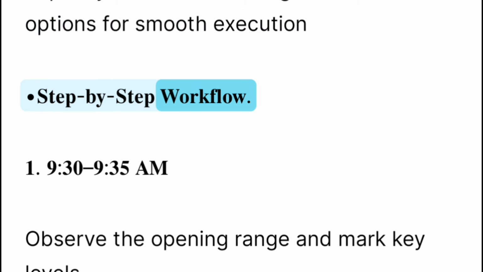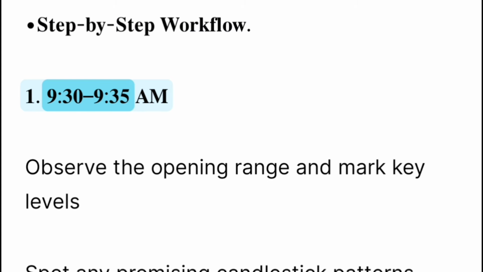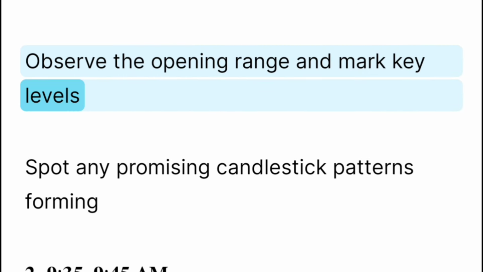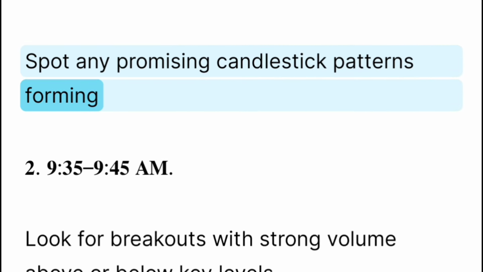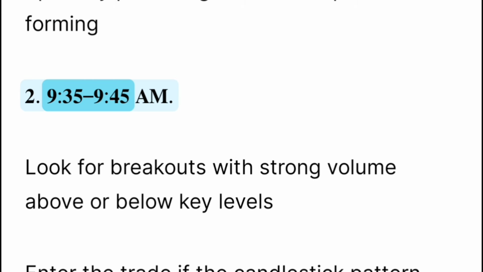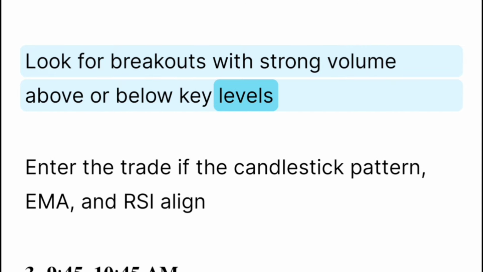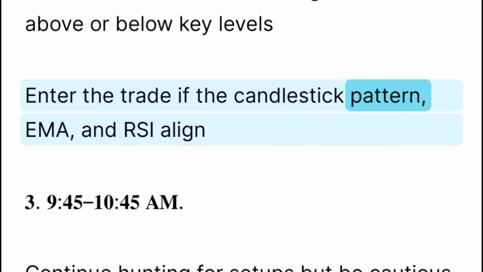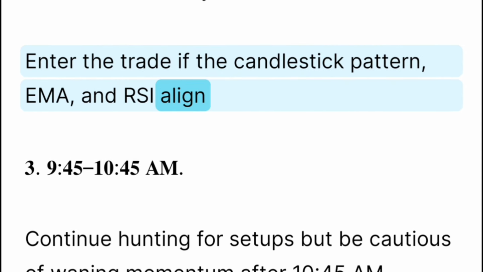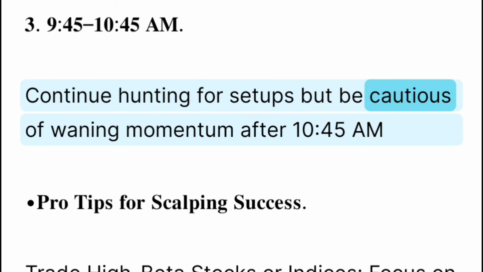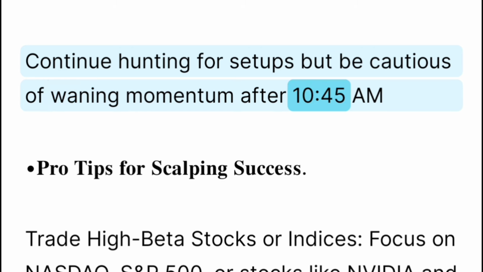Step-by-step workflow. 1. 9:30-9:35 a.m.: observe the opening range and mark key levels. Spot any promising candlestick patterns forming. 2. 9:35-9:45 a.m.: look for breakouts with strong volume above or below key levels. Enter the trade if the candlestick pattern, EMA and RSI are aligned. 3. 9:45 to 10:45 a.m.: continue hunting for setups, but be cautious of waning momentum after 10:45 a.m.